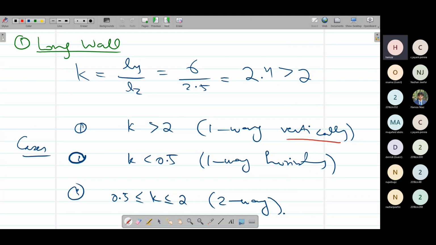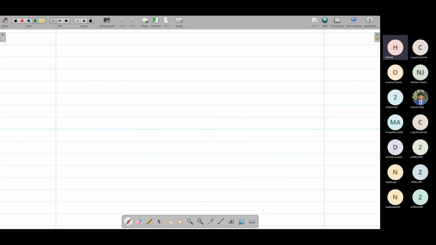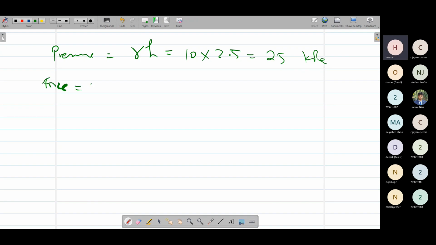So suppose we have a one-way wall. After that, we are going to calculate pressure P. Pressure is simply gamma times H. The gamma of water is 10, H, the height of water, is 2.5, so that is 25 kilopascal. After pressure, we are going to calculate force, that is F.